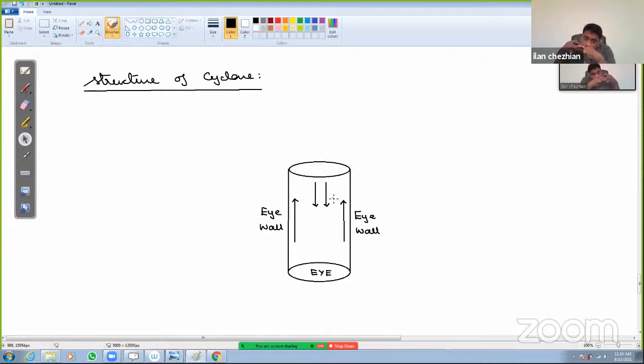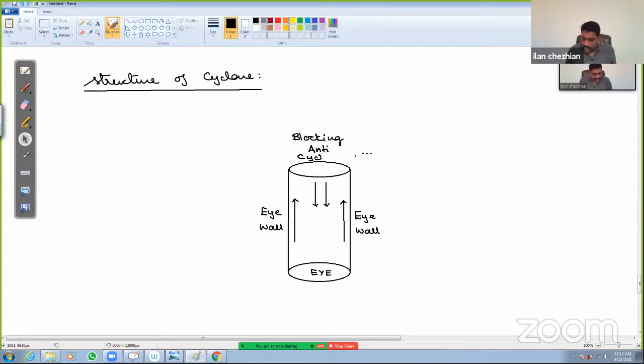Now, eye is a low pressure. Any low pressure will have one opposite type of pressure at the tropopause level. That you call them as what? Anticyclone. To be very precise, this structure at the tropopause level, you call them as blocking anticyclone. What is this blocking? You forget about it. Just call it as anticyclone.